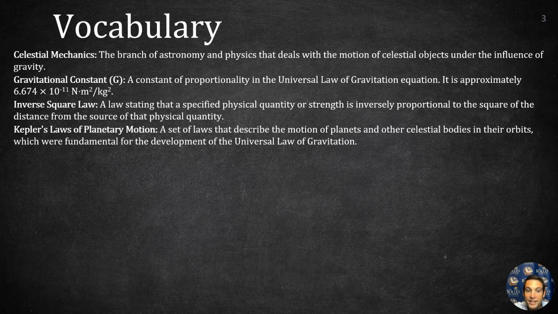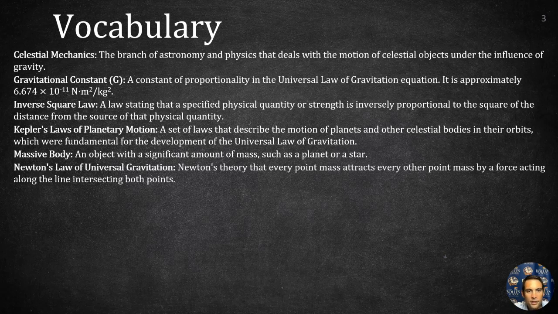Kepler's laws of planetary motion are a set of laws that describe the motion of planets and other celestial bodies in their orbits, which were fundamental for the development of the universal law of gravitation. A massive body is an object with a significant amount of mass, like a planet or a star or a moon or an asteroid or whatever. Newton's law of universal gravitation says that every point mass attracts every other point mass by a force acting along the intersecting points of a line that connects the two.